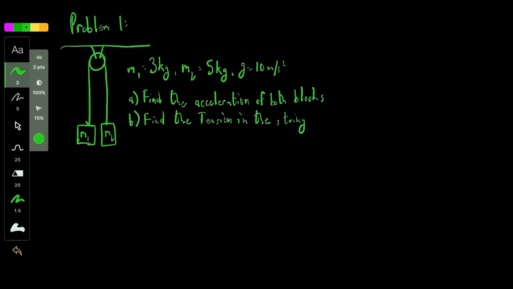Alright, so this is our first problem, where we have our light pulley, just something that connects it up to the ceiling, and two masses hanging from a piece of string. So what we know is the mass of our first mass is 3 kilograms, the mass of our second mass is 5 kilograms, and we assume that gravitational acceleration is 10 meters per second squared. So first, A, find the acceleration of both blocks, and B, find the tension in the string.